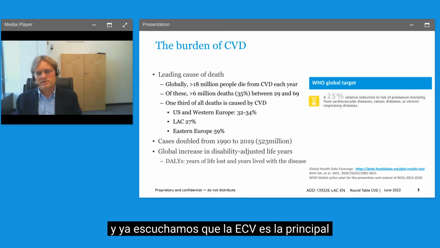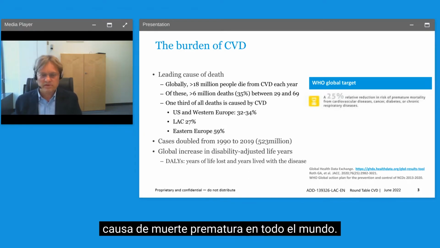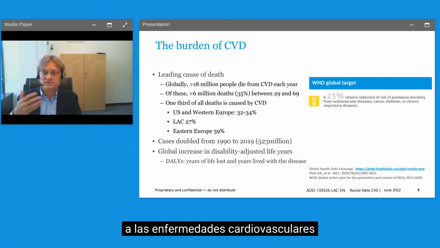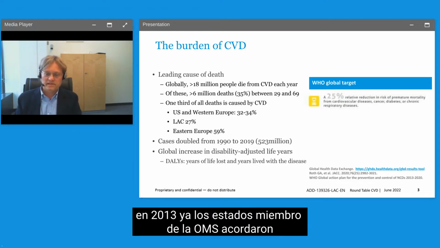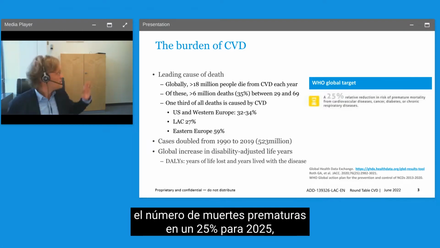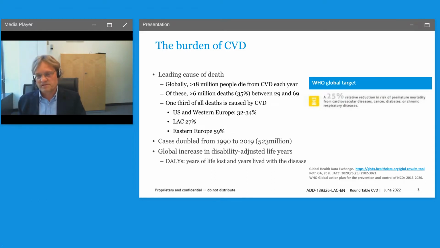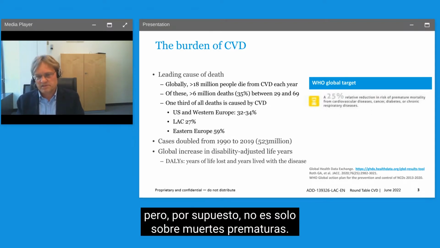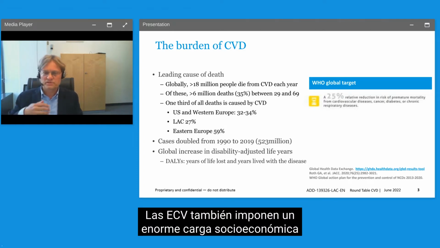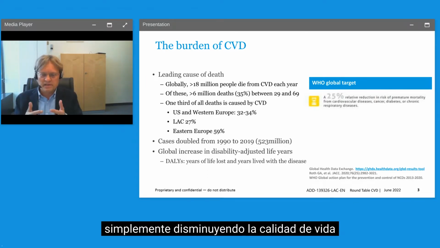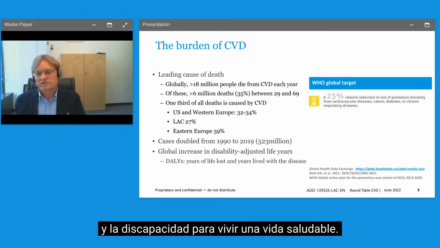And we already heard that CVD is the leading cause of premature death across the world. And actually, a third of all deaths is attributed to cardiovascular diseases. And given the socioeconomic threat, in 2013 already, the WHO member states agreed on a global action plan that aims to reduce the number of premature deaths by 25% by 2025. So 2025, it's quite a catchy name, but of course it's not just about premature deaths. So CVDs also impose a huge socioeconomic burden on health systems and communities just by diminishing the quality of life and the disability to live a healthy life.